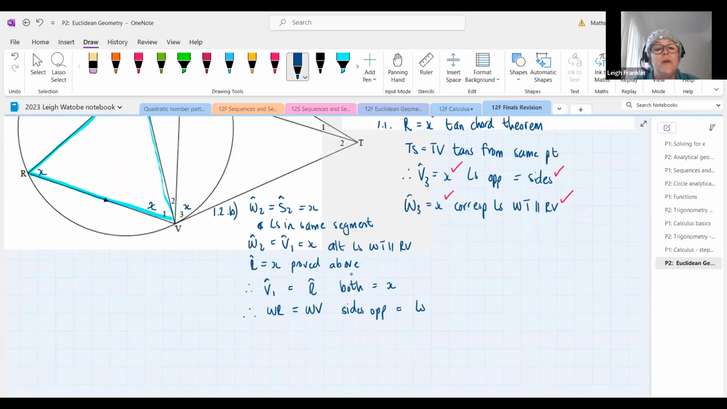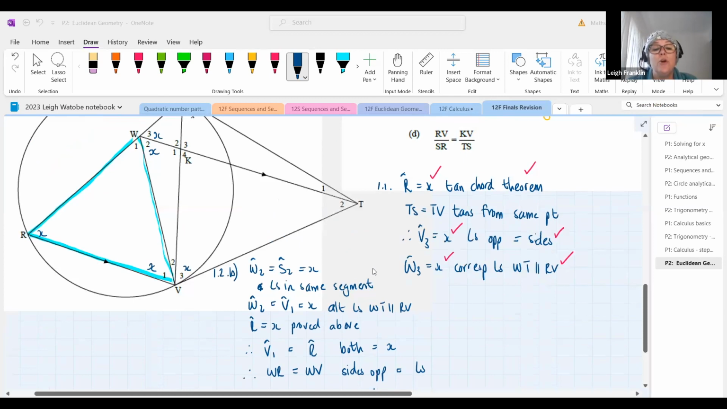Okay, so therefore triangle WRV is isosceles because there are two equal sides.